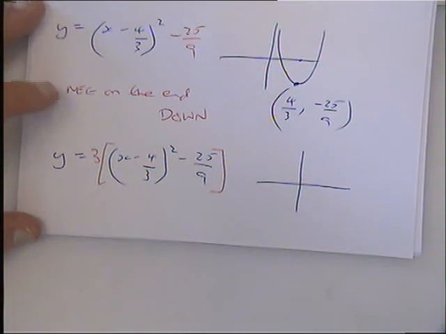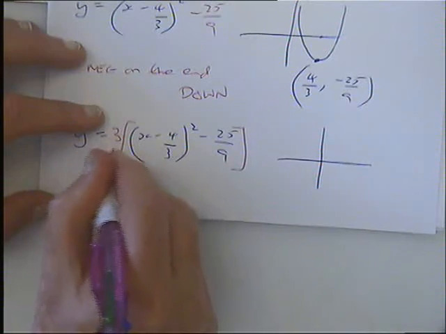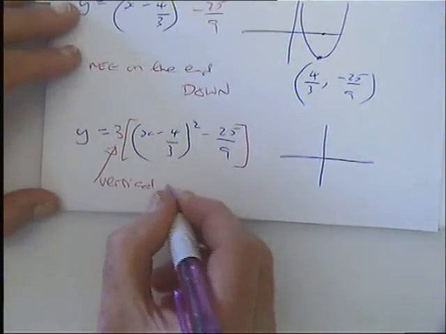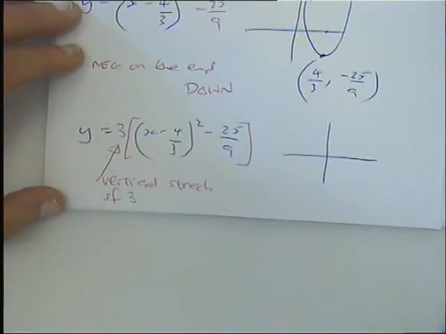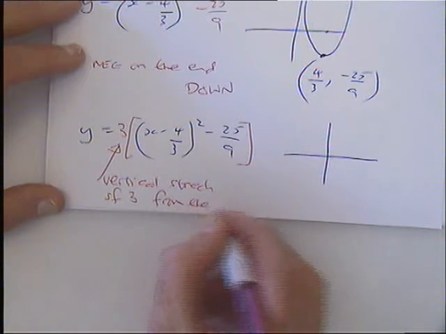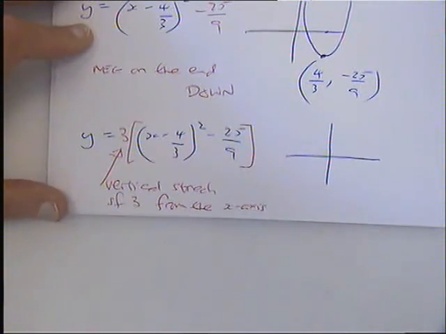Vertical stretch, yeah, okay. So a 3 multiplying the whole thing, that 3 there, is a vertical stretch, scale factor 3, from the x-axis. So everything is basically 3 times as far away from the x-axis as it used to be.